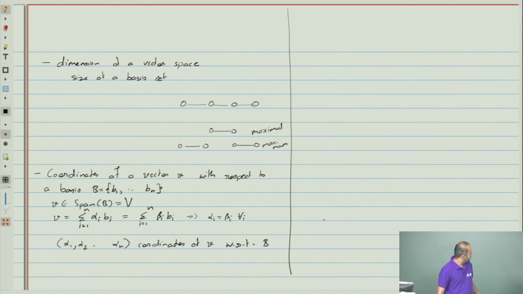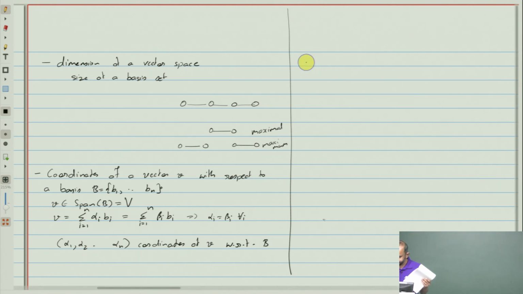Okay. So, we understand what coordinates are. Now, let us look at what is called a linear transformation.